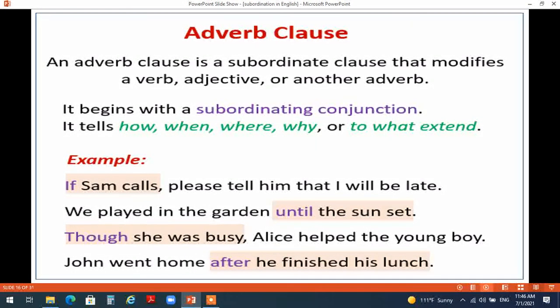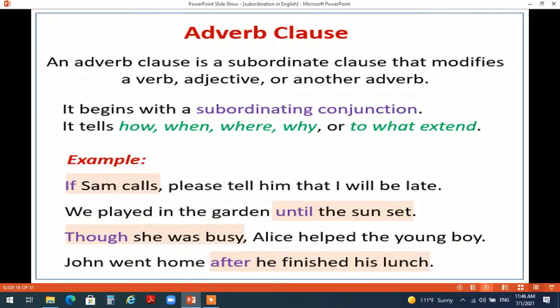For example, if Sam calls, please tell him that I will be late. Here I have a complex sentence because I used the subordinator if. We played in the garden until the sun set. Here, until the sun set, this is the subordinate clause.